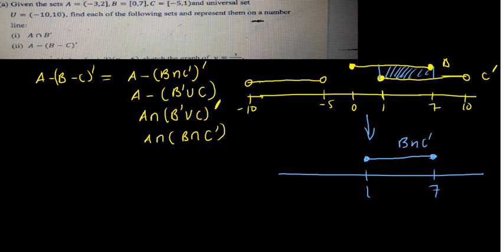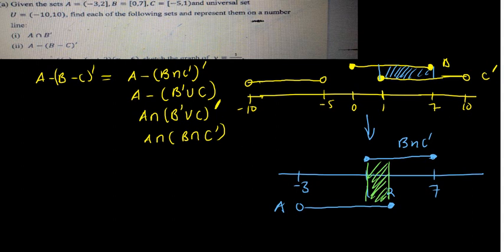Now we are going to get our set A and also put it on a number line, that is from -3 up to 2. And we are not including -3, but we are including 2. Again, we are looking for the intersection of B intersection C complement and A. So where are those two sets intersecting? It is just from here up to here.